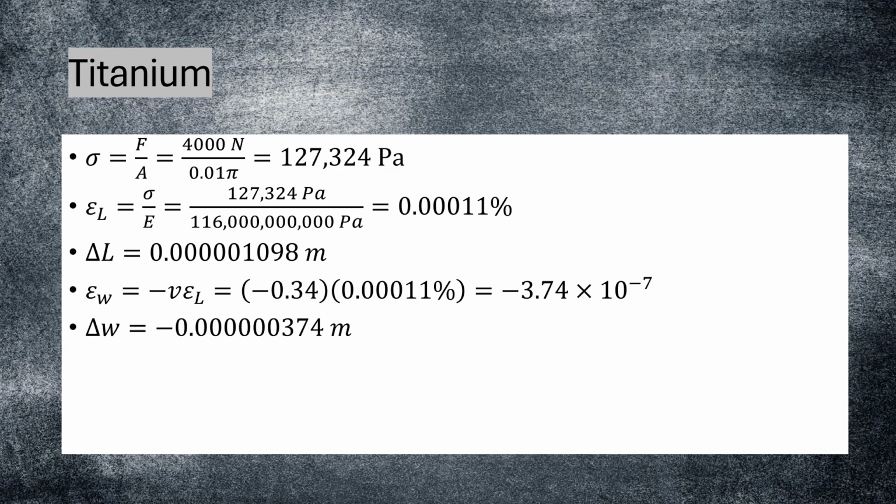We can repeat the process on the previous slide and observe our answers for change in L and change in W. Notice that the answer for change in W, same as on the last slide, is negative, meaning that the width decreased with the tension.